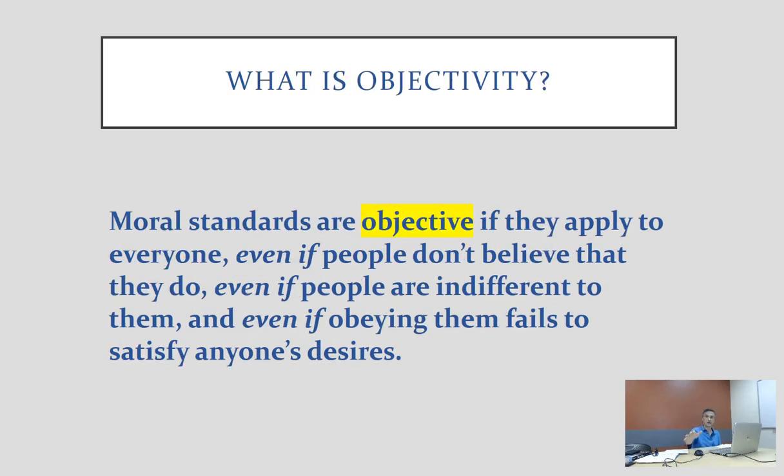Now, let's look at how Shafer-Landau describes objectivity. He defines it this way: moral standards are objective if they apply to everyone, even if people don't believe they do, even if people are indifferent to them, and even if obeying them fails to satisfy anyone's desires.